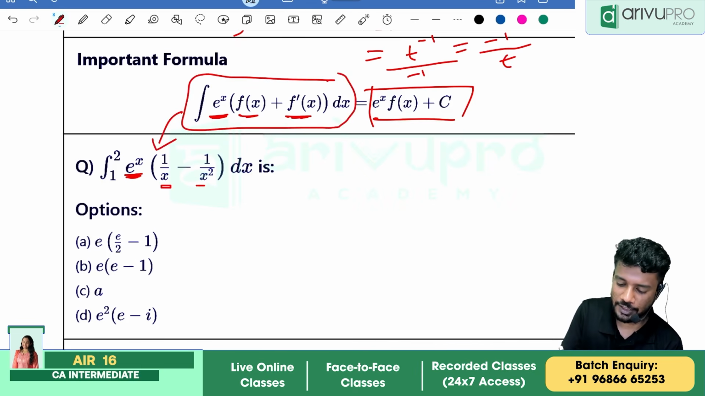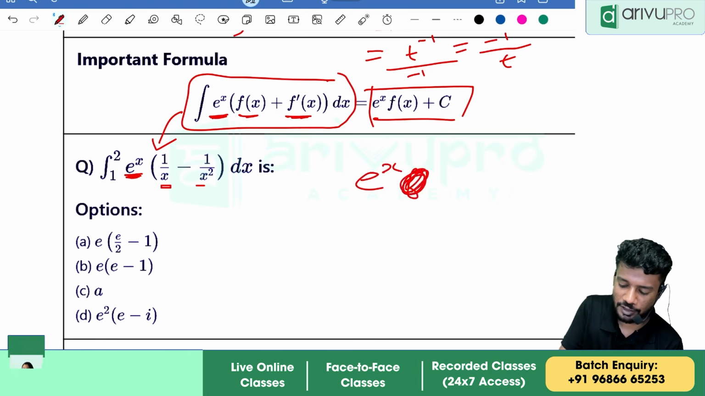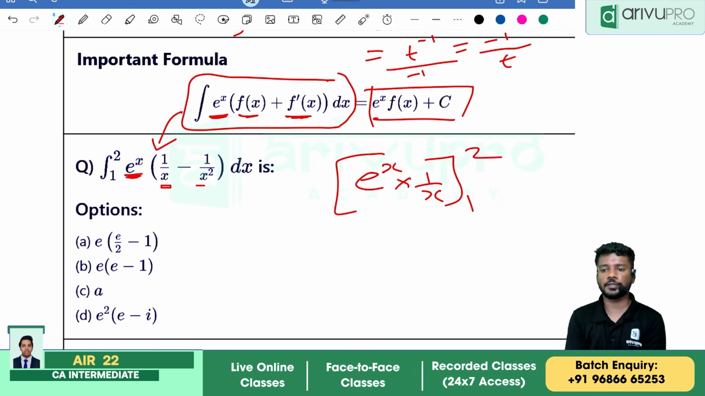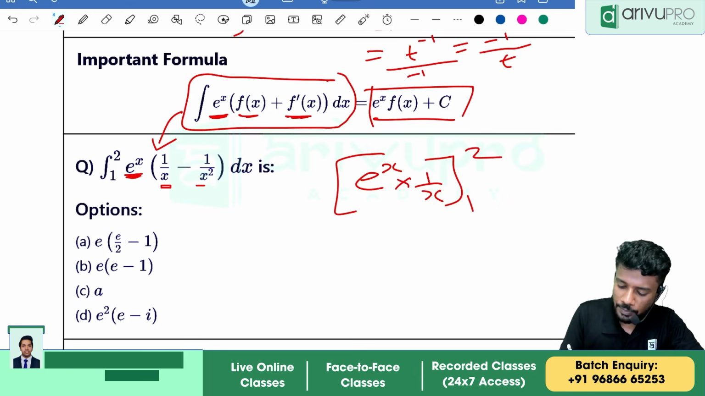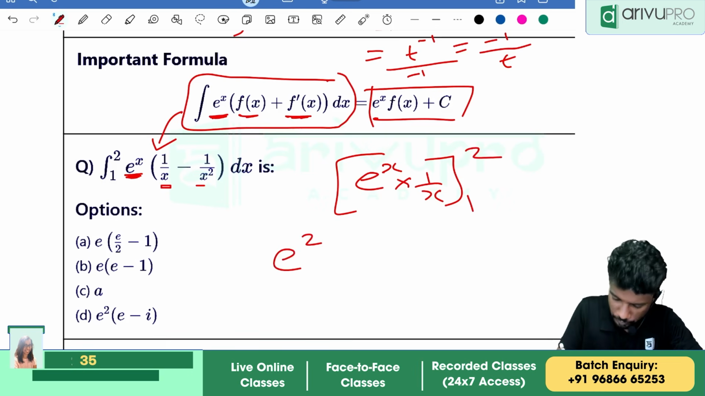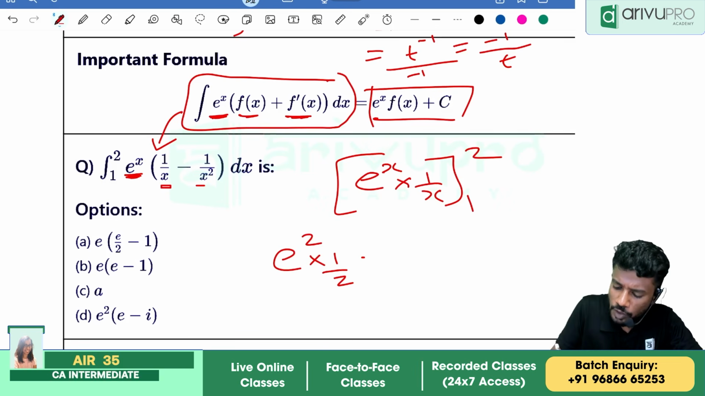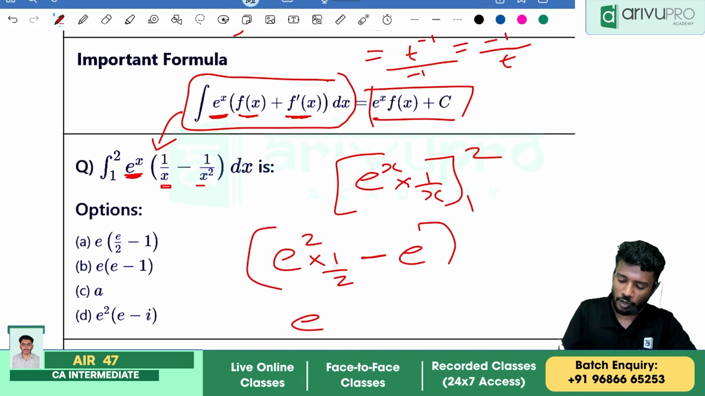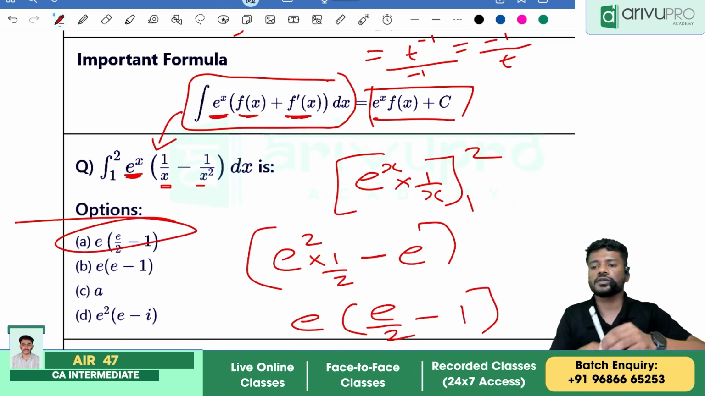Yes. So we can write the integral as e raised to x f of x. Instead of f of x, what are you going to put? 1 by x, from 1 to 2. Apply the limit, people. So apply the upper limit, that is e raised to 2 into 1 by 2, minus e raised to 1 into 1, that is e. That is all done. What is the answer now? Take e common, then what is remaining? e by 2 minus 1. Option A is your answer.